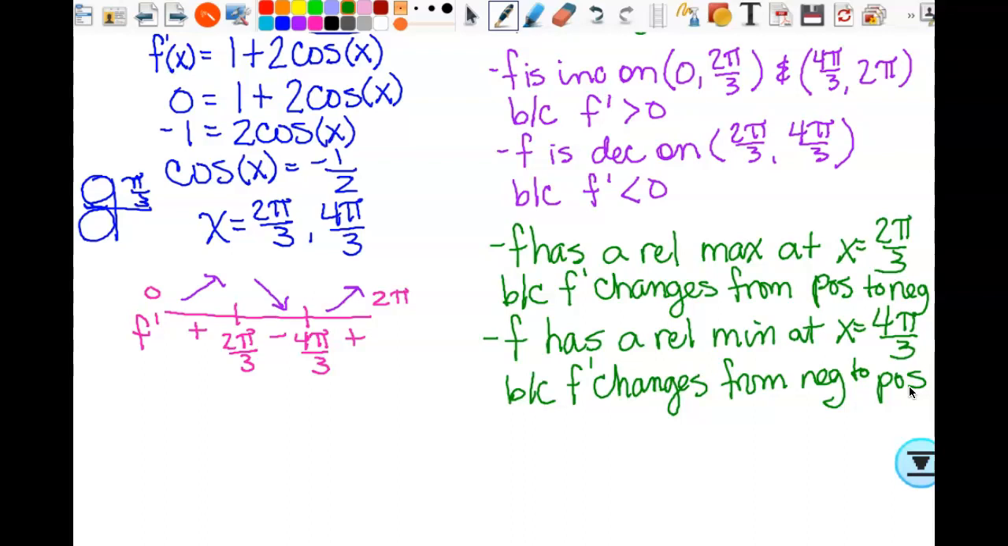Remember, your words don't have to be exactly like mine, but you need to say the same things. A couple of things to point out: you have to say what, like f, not "it," right? Say whether it's a relative max or min, and you can't just say "at 2 pi thirds." It would have to be at x equals 2 pi thirds, right?